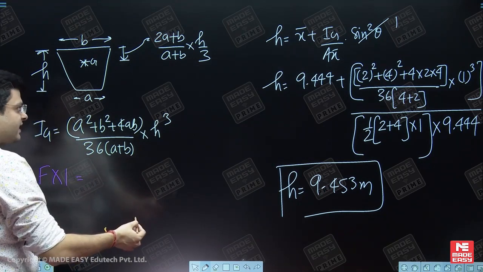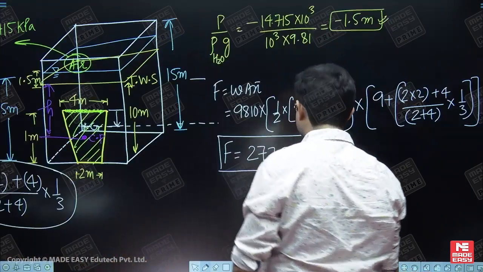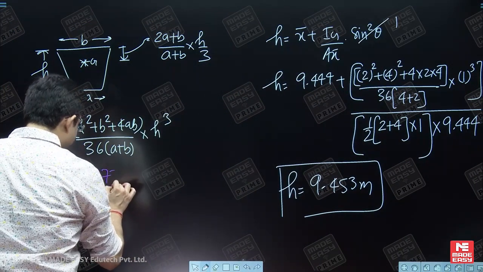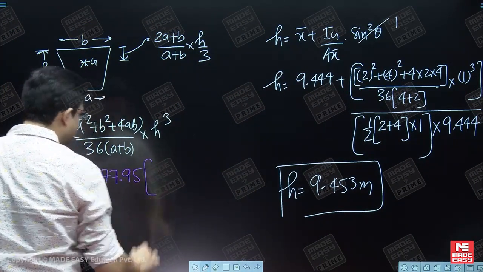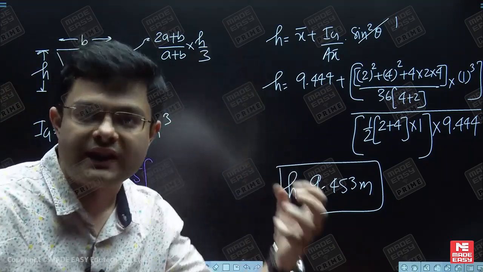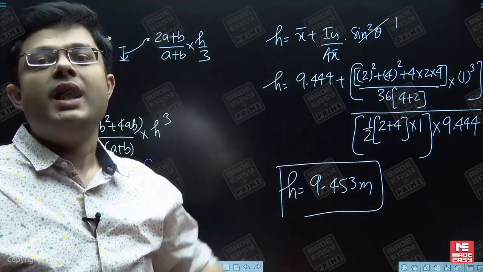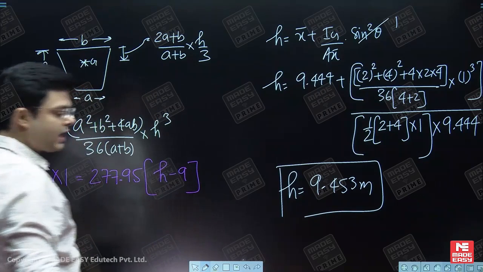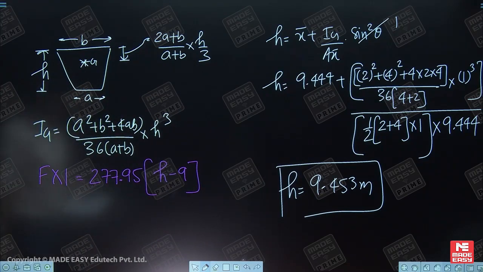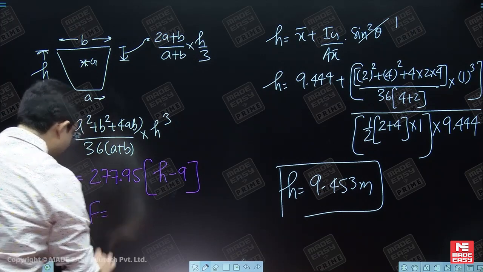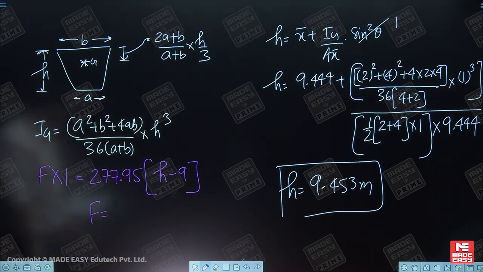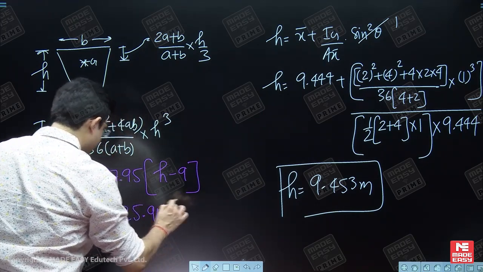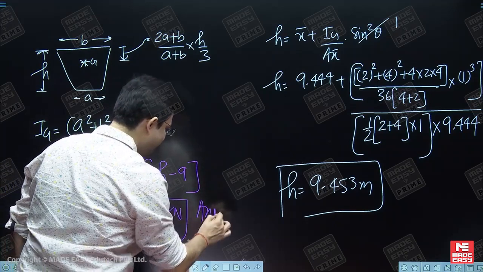And what is the imbalancing moment? The imbalancing moment is this hydrostatic force, 277.95, multiplied by the distance of this force from the hinge, which is going to be h minus 9. From here, when you calculate this external force, it comes out to be approximately 125.90 kilonewton. That's your answer.